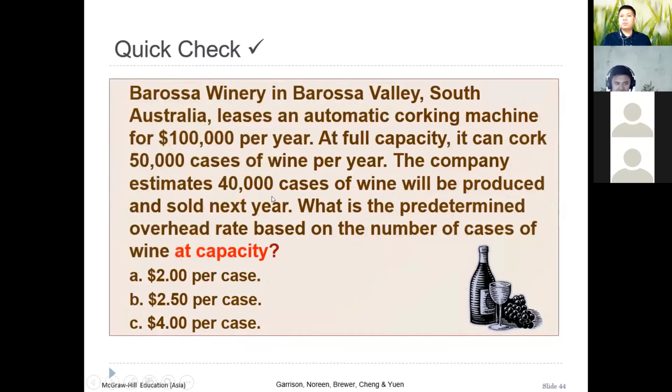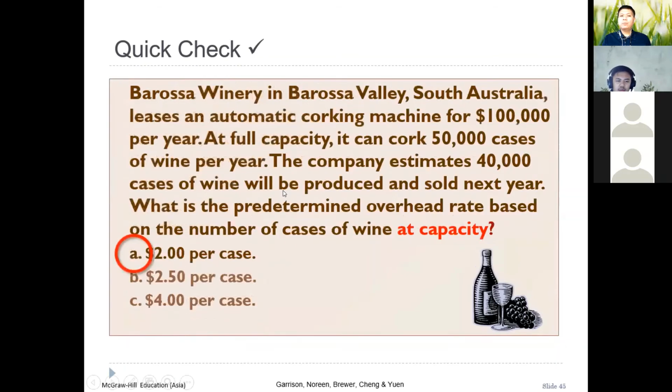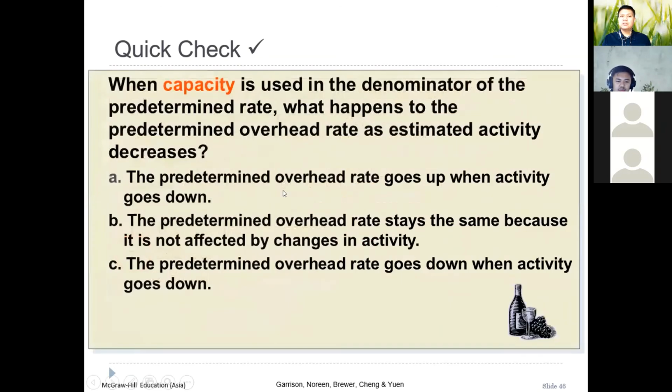Let's have another quick check. What if you determine the rate based on capacity? Based on capacity, it's 100,000 divided by 50,000. What's the rate? The answer is 2 per case.